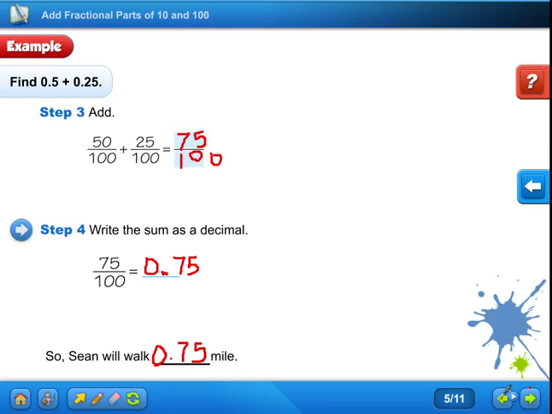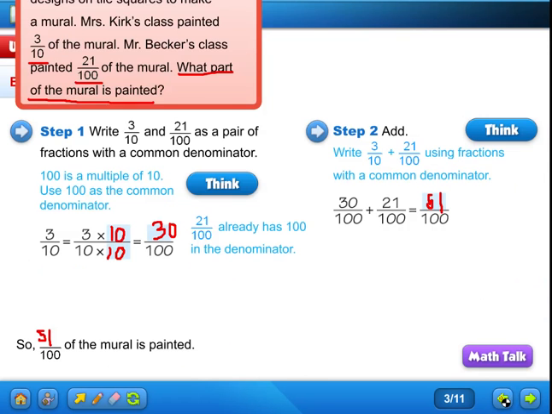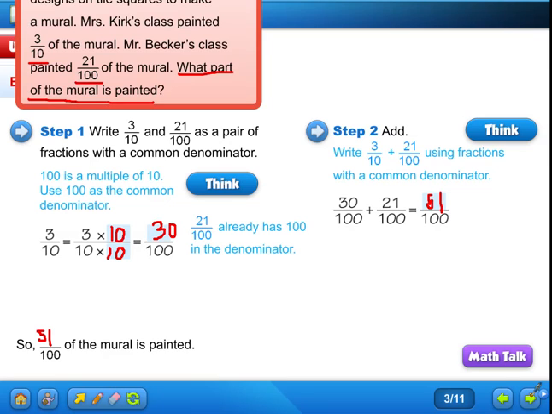All right, so let's go back and review what we've learned. How can you add fractions when the denominators are 10 or 100? So we know we can just switch them to make them have common denominators. And it's the easiest to just multiply the one that's the tenths by 10 to make it 100. And that's what we did for both of them.